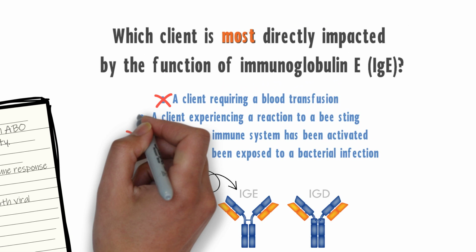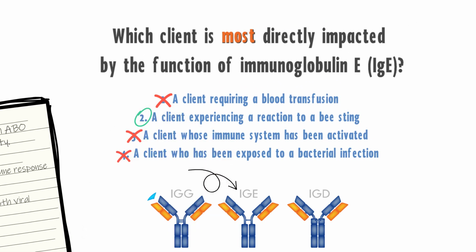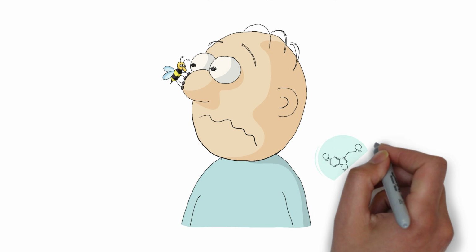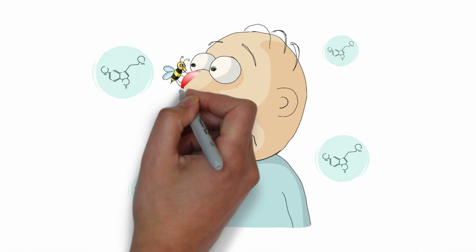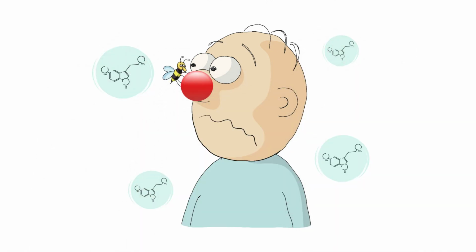The correct answer? Number 2. Immunoglobulin E causes the release of histamine and other chemicals triggering an allergic response.